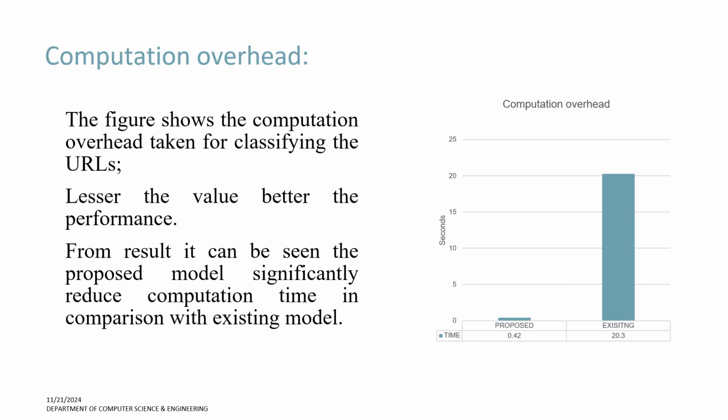Followed by computational overhead. Computational overhead should be minimal. The less the computational overhead, the better the performance. As we discussed earlier, the weight of the model is reduced, so the computational overhead is also reduced, and the classification of URL attacks can be predicted in a much better way compared with the existing model.